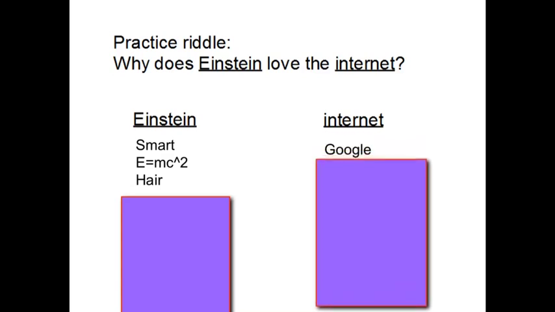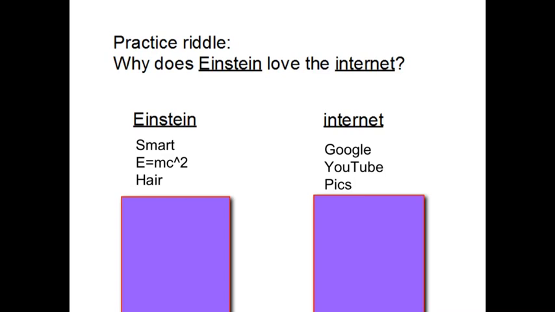Then for the internet, somebody always says Google. Google's a great word if you're trying to be funny. YouTube, somebody said pics, pictures, any kind of image search. We could see that maybe being a good connection with Einstein. Information. And then we talked about how could you pair these up.